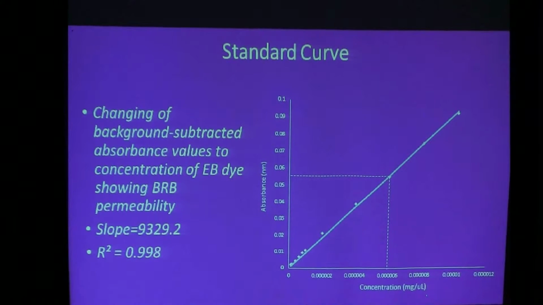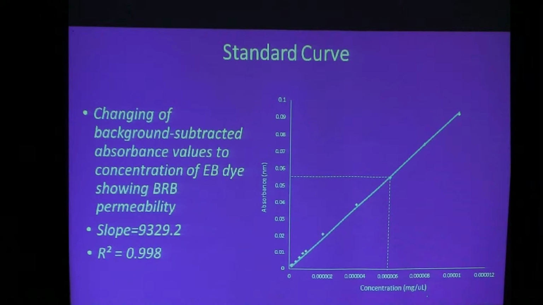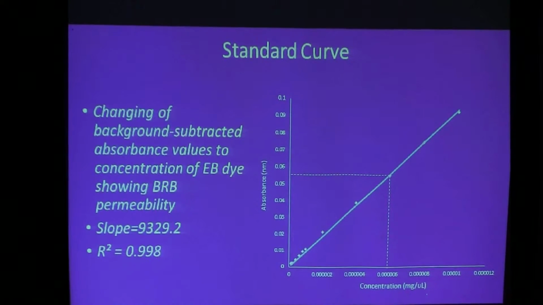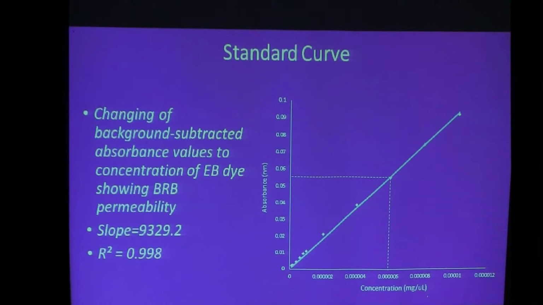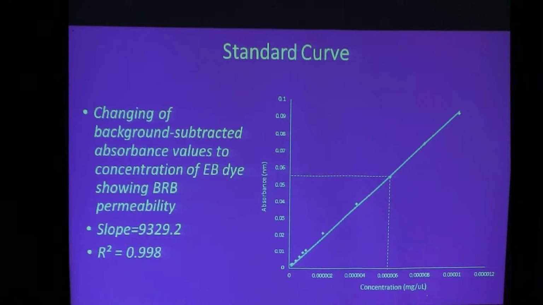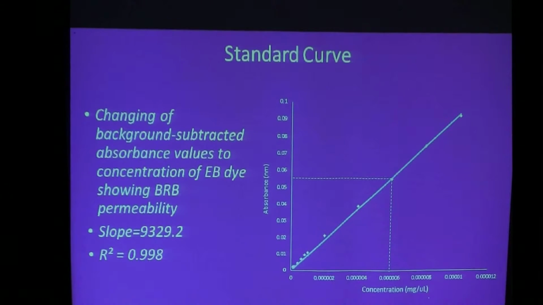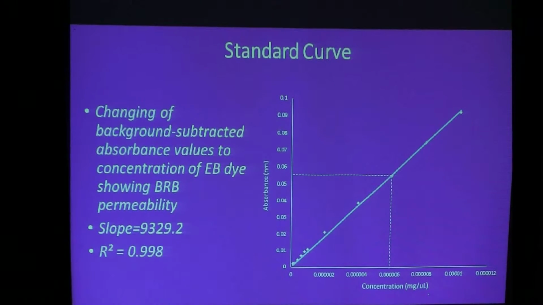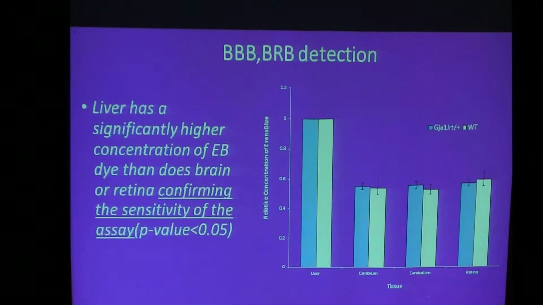Then, as we wanted to make our data more understandable, we tried to convert all our background absorbance values to the concentration of the Evans blue dye that was penetrating into the tissues. For this purpose, we made a standard curve, and we got a really good R-square value of 0.998. So then we converted all our absorbance values to the concentration of Evans blue dye penetrated into the tissues.